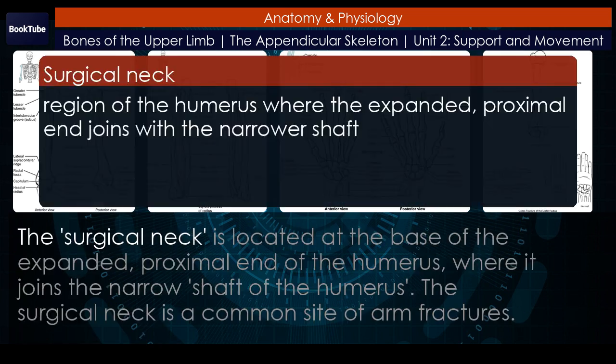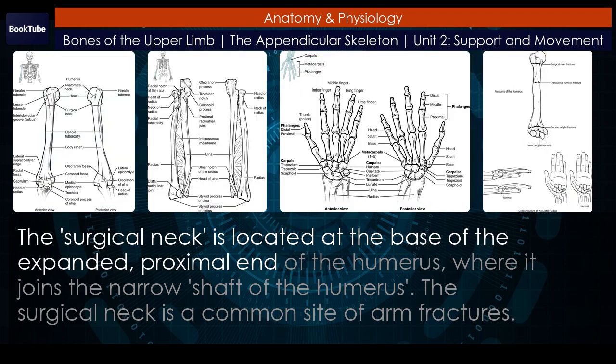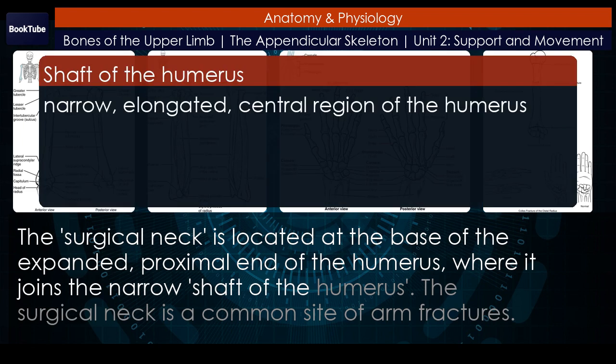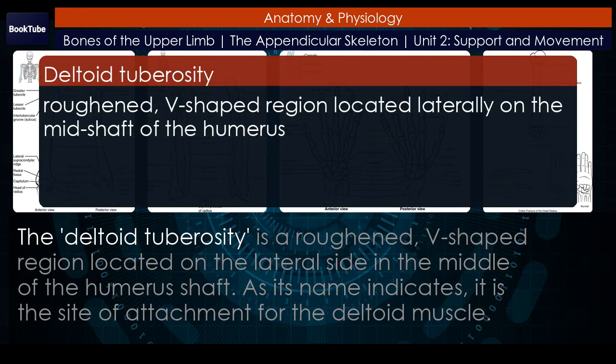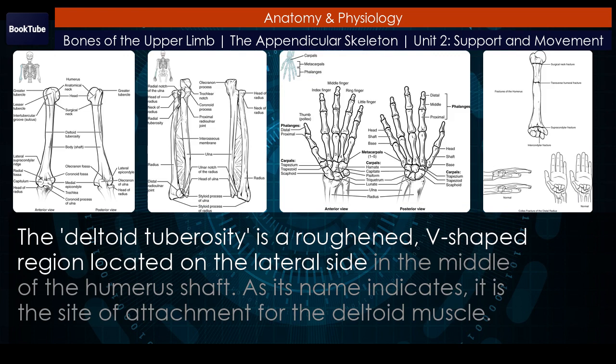The surgical neck is located at the base of the expanded proximal end of the humerus, where it joins the narrow shaft of the humerus. The surgical neck is a common site of arm fractures. The deltoid tuberosity is a roughened, V-shaped region located on the lateral side in the middle of the humerus shaft. As its name indicates, it is the site of attachment for the deltoid muscle.